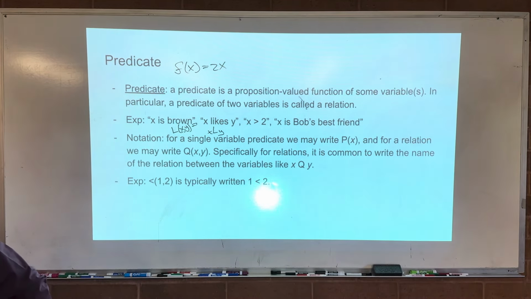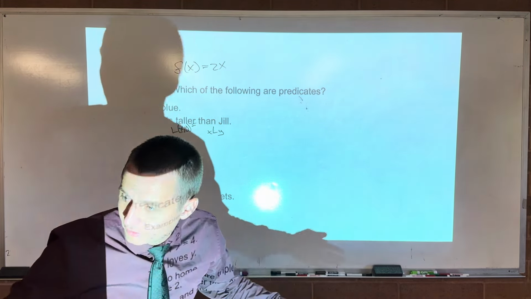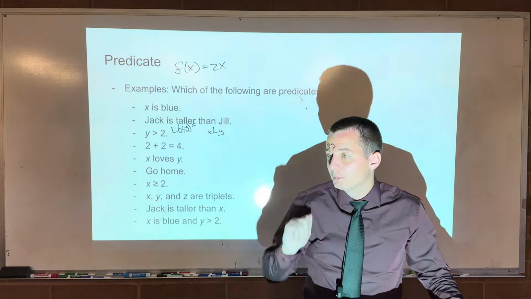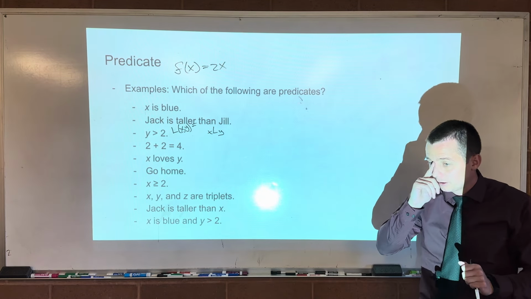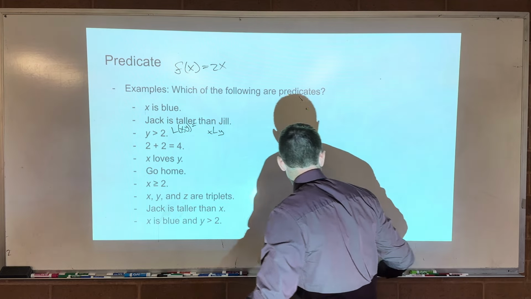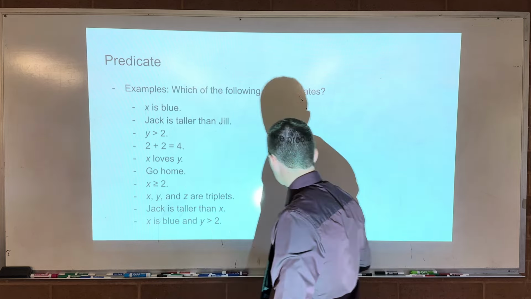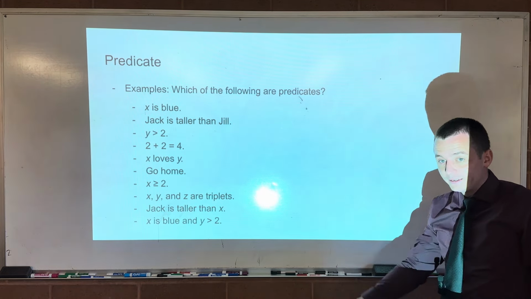So there's predicates and relations. What's a predicate? A function that spits out true or false. A proposition valued function. Perfect. That's a predicate. And what's a relation? A relation is a predicate that takes 2 terms.